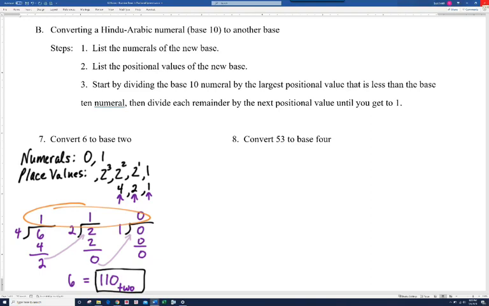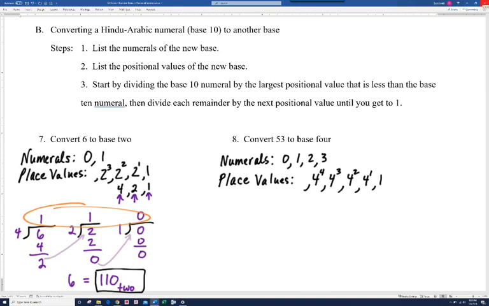All right, so again, we'll write out our numerals. In a base 4 system, it's 0, 1, 2, and 3. And then we'll write out our place values. So let's see, you don't need to go all the way up to 4 to the 4th power. What you want to do is look at these powers of 4. And notice if you go to 4 cubed, well, 4 squared is 16, and that's smaller than 53. But 4 cubed would be 64, and that's not smaller.